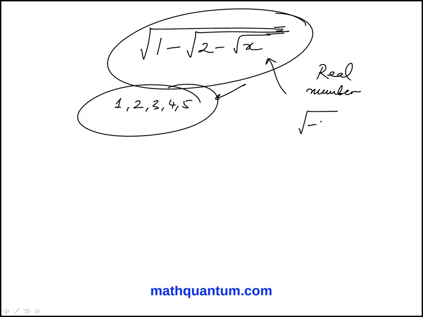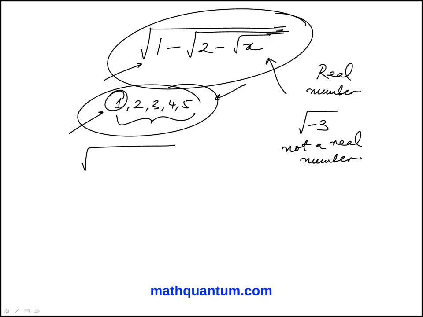So for example, square root of minus 3 is not a real number. So all you have to do is detect which of the following values of x would make this not a real number, a square root of a negative number. So I'm going to do these starting with the first choice, 1.